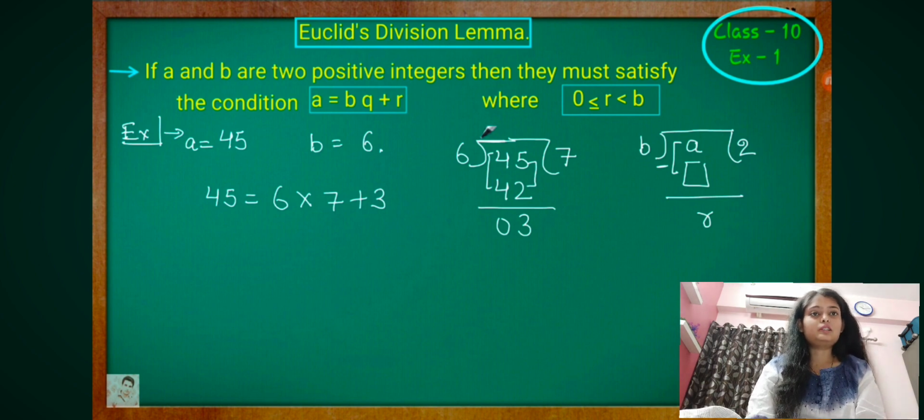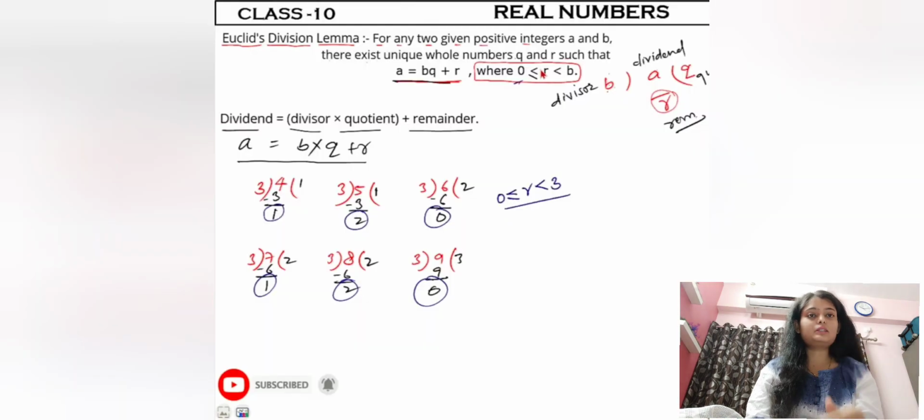So Euclid's division lemma you already know. For any two given positive integers a and b, there exist unique whole numbers q and r such that a is equal to bq plus r. So let us understand how r is greater than or equal to 0 and less than b. Let us see this. Dividend is equal to divisor into quotient plus remainder. Okay, so a is equal to bq plus r.